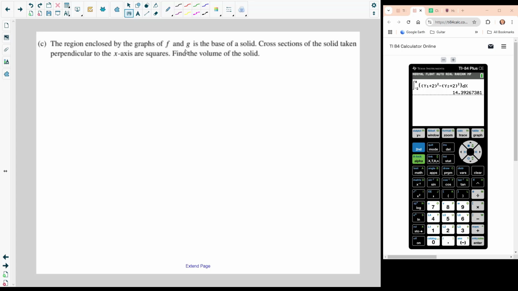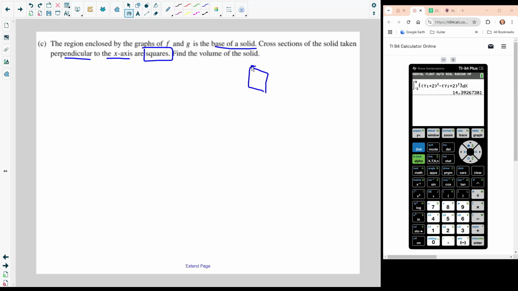The region enclosed by the graphs of F and G is the base of a solid. All right, so we're no longer doing a revolution. This is the base of a solid problem. Cross sections taken perpendicular to the x-axis. That's important. So we know it's a dx problem, right? Our cross sections are squares. So our volume formula for a 3D square, aka a prism, right?